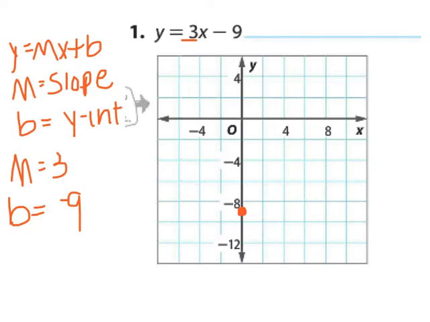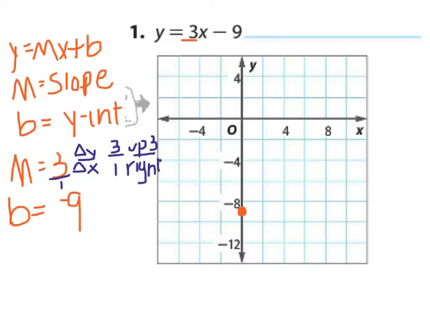Then remember, slope is change in y over change in x. So that's really a 3 over 1. 3 is my change in y, and 1 is my change in x. Since it's a positive 3, we're going to go up 3, and it's a positive 1, so we go right 1.